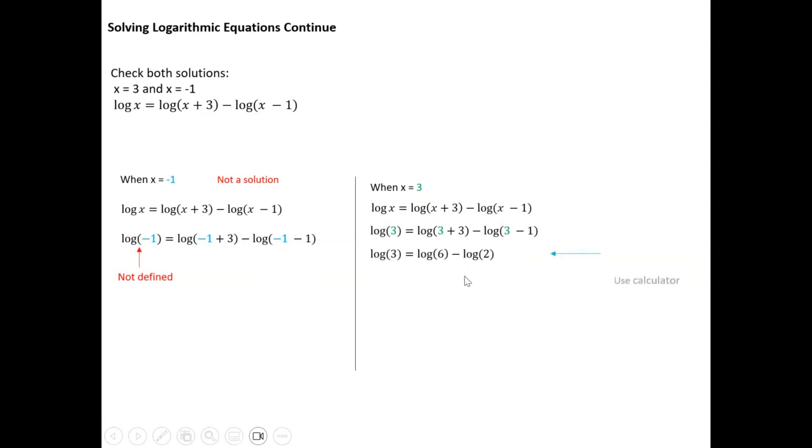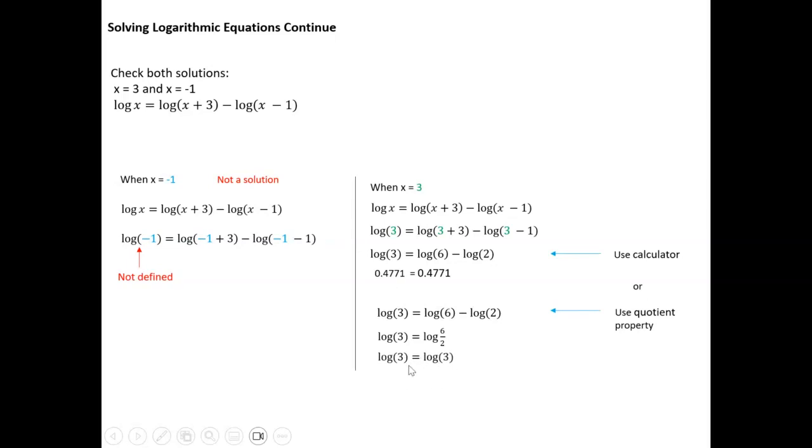So let's plug in the 3. We plug in 3 for all the x's. Because here, guys, you can use a calculator if you want, and so this is the answer. So the answer is 3, or you can use the rules that we know. If we're subtracting, we're going to condense it, and it's going to be division. 6 divided by 2 is 3, right? So you see, we know it's the same value. Log base 10 of 3 equals log base 10 of 3. So we know 3 is a solution.